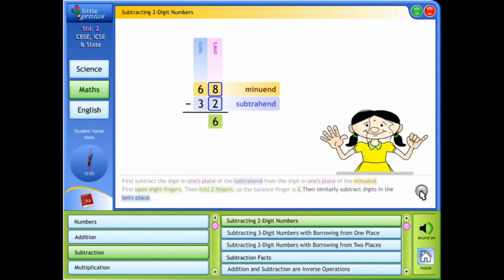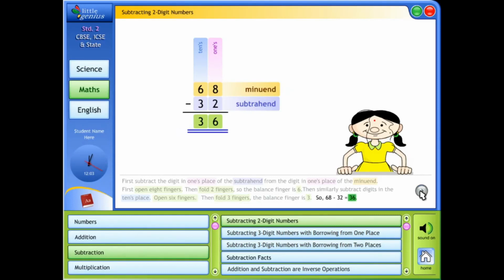Then similarly, subtract digits in the tens place. Open 6 fingers. Then, fold 3 fingers, the balance finger is 3. So, 68 minus 32 equals 36.